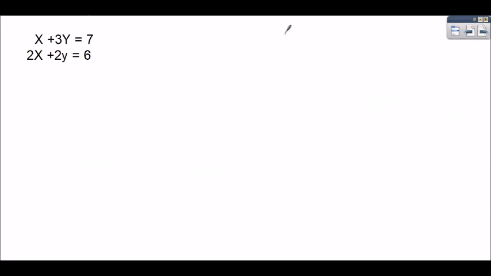Okay, so let's check our steps. They are lined up. I don't have the same number in front. So what I'm going to have to do is I need to multiply a number to make them be the same. And I'm going to multiply this top one by 2. By doing that, I get 2x plus 6y is equal to 14.